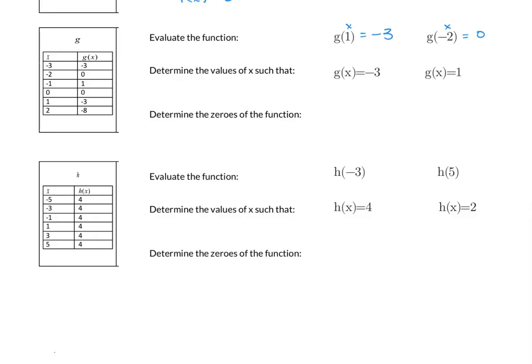All right, for the next question, we have determine the values of x such that g of x equals negative 3. So where is it equal to negative 3? Remember, we want to determine the values of x. That means my negative 3, I'm looking for it in my g of x column. Well, the first one that we have is here. g of x is equal to negative 3 when x equals negative 3.